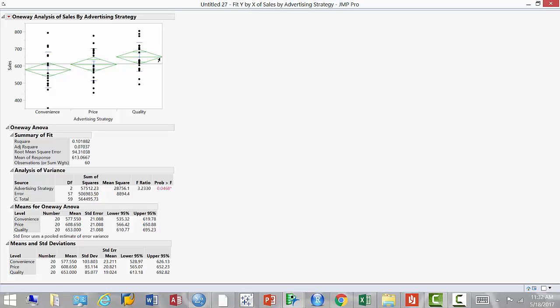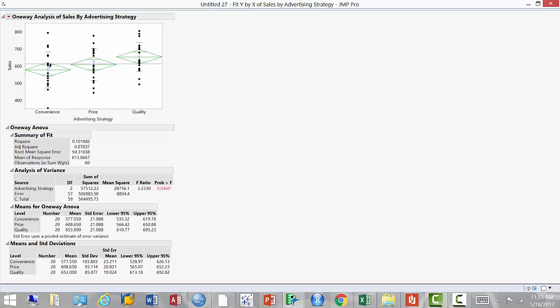Now, let's kind of informally judge what's going on, right? Before we proceed. If you compare convenience and the price, this is my 95% confidence interval, and this is my 95% confidence interval. Do they overlap a lot?